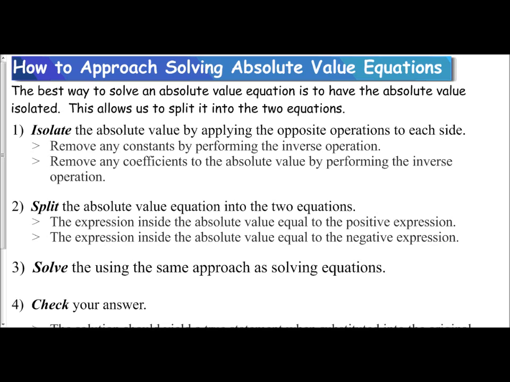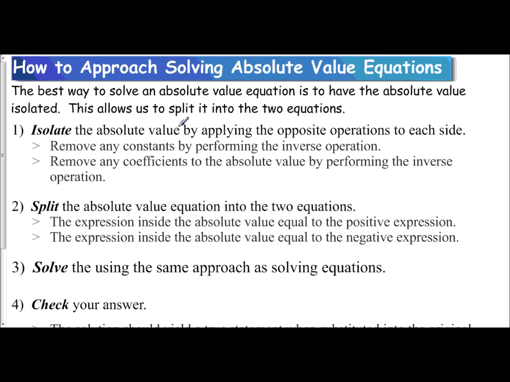That is when you can split it into the two equations. The absolute value has to be completely isolated, nothing being multiplied outside the absolute value, nothing being added on the outside of the absolute value. So that's the first thing you want to do whenever you're solving an absolute value equation: make sure that absolute value is completely isolated.